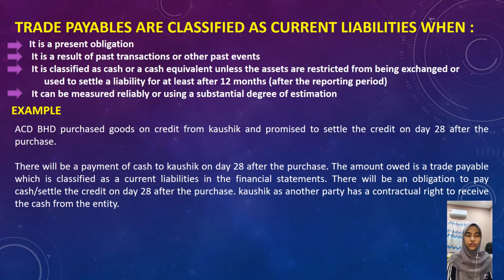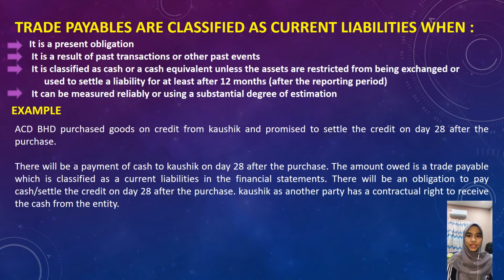I will continue the presentation about trade payables, which are classified as current liabilities when, number 1, it is a present obligation, number 2, it is a result of a past transaction or other past events, number 3, it is settled with cash or a cash equivalent, unless the assets are restricted from being exchanged or used to settle a liability for at least 12 months after the reporting period.